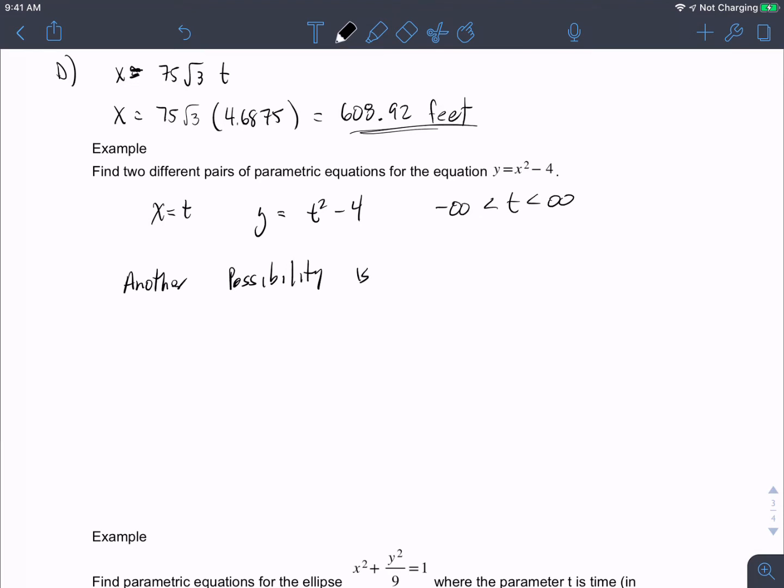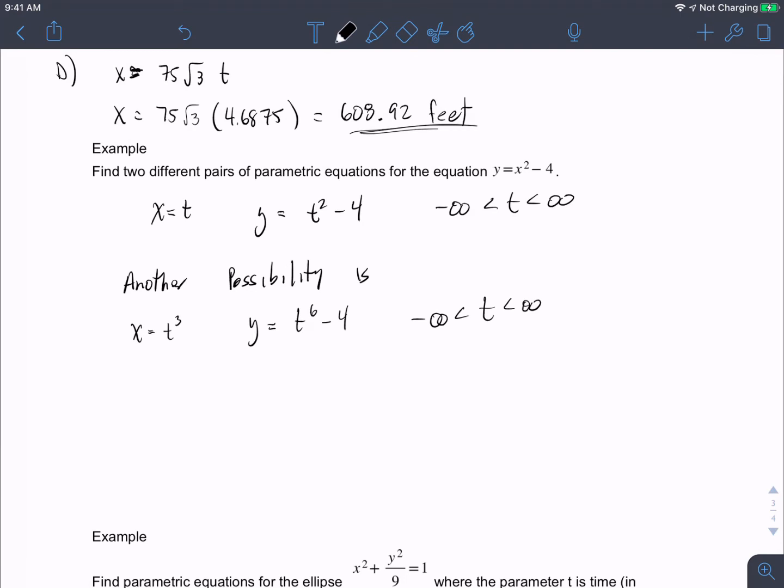So in this problem, because we have an even power, we need to use odd powers so that we can get both sides. So the next one that we would use would be x equals t cubed, and then y would be equal to t to the 6th minus 4, and then t going from negative infinity to infinity. And again, it's because this will allow me to have my negative and positive values for x, where if you use t squared, you'd only end up with positive values for x, and that's not something that we want.